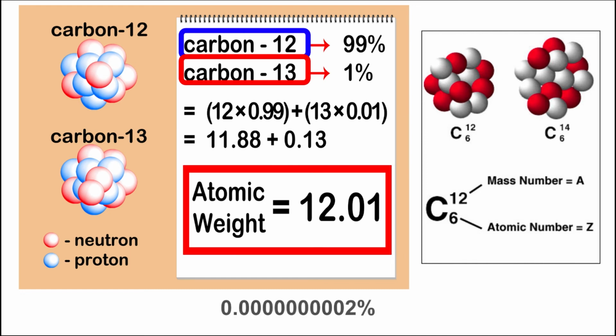It is only 0.000000002% of all carbon. When we find the weighted average of carbon with these numbers, we can get the average atomic number, which is 12.01, which makes sense because most carbon is at 12.